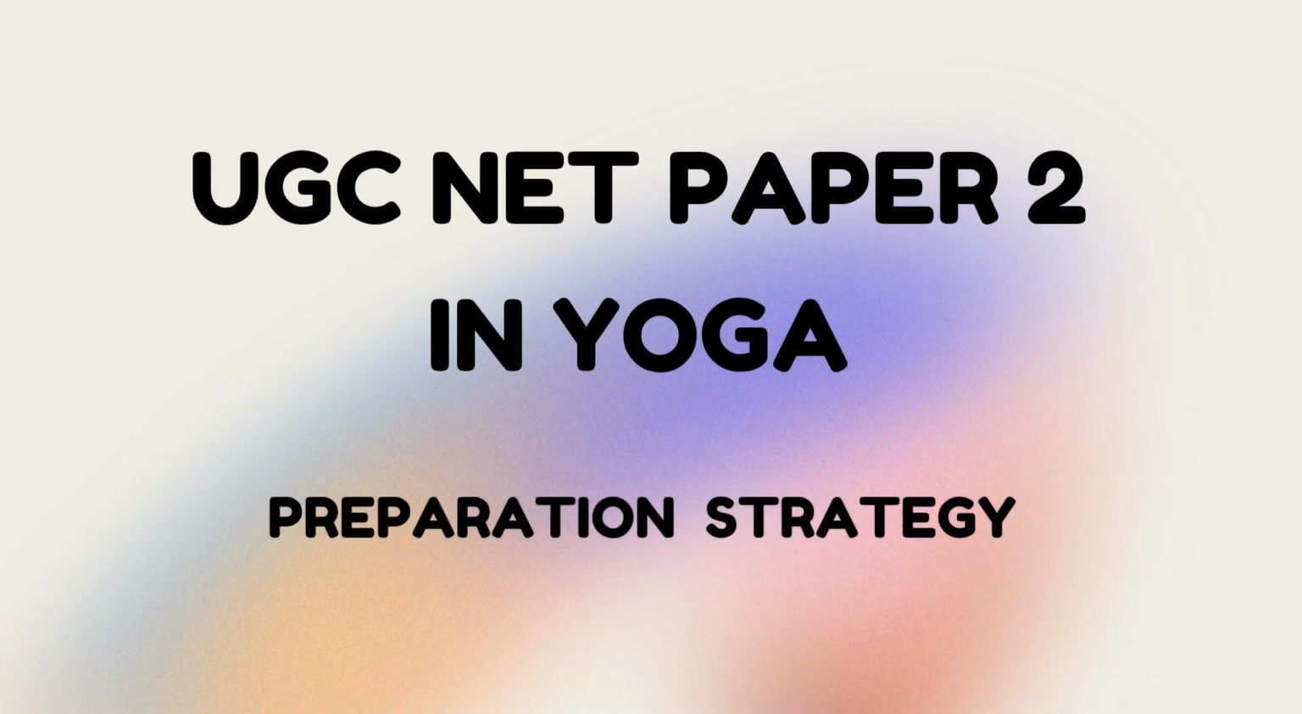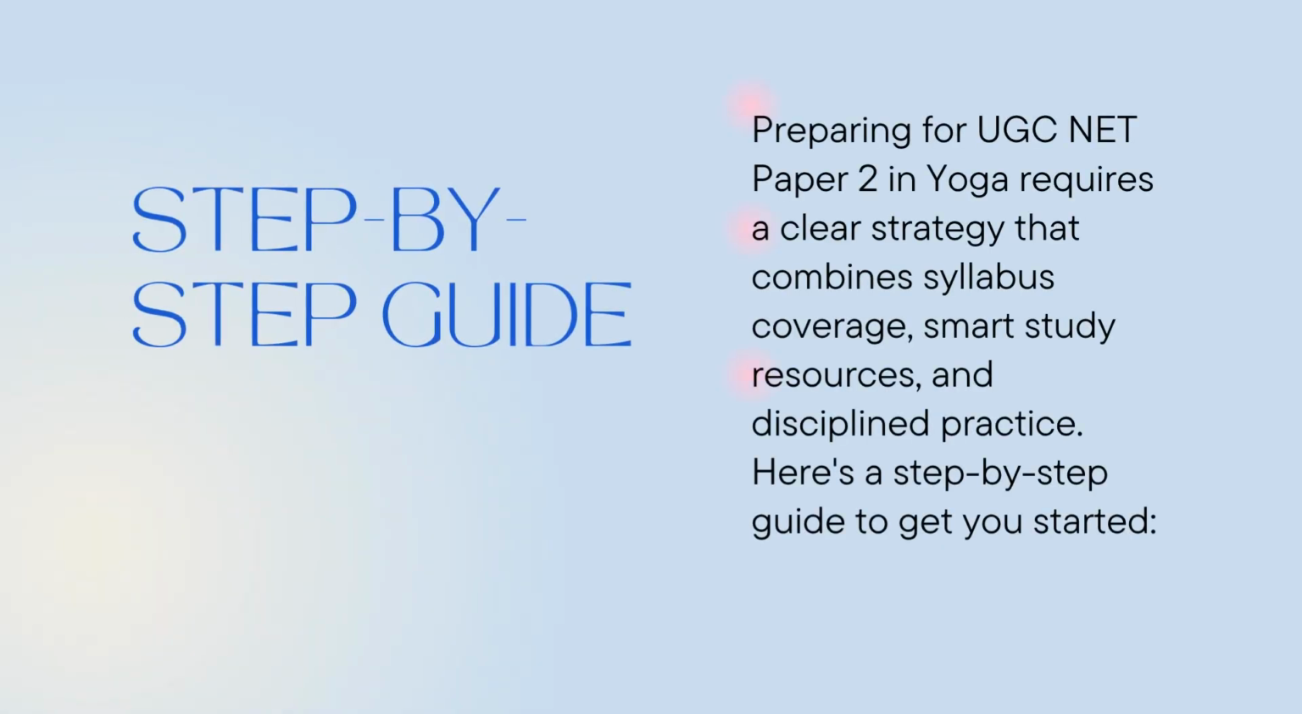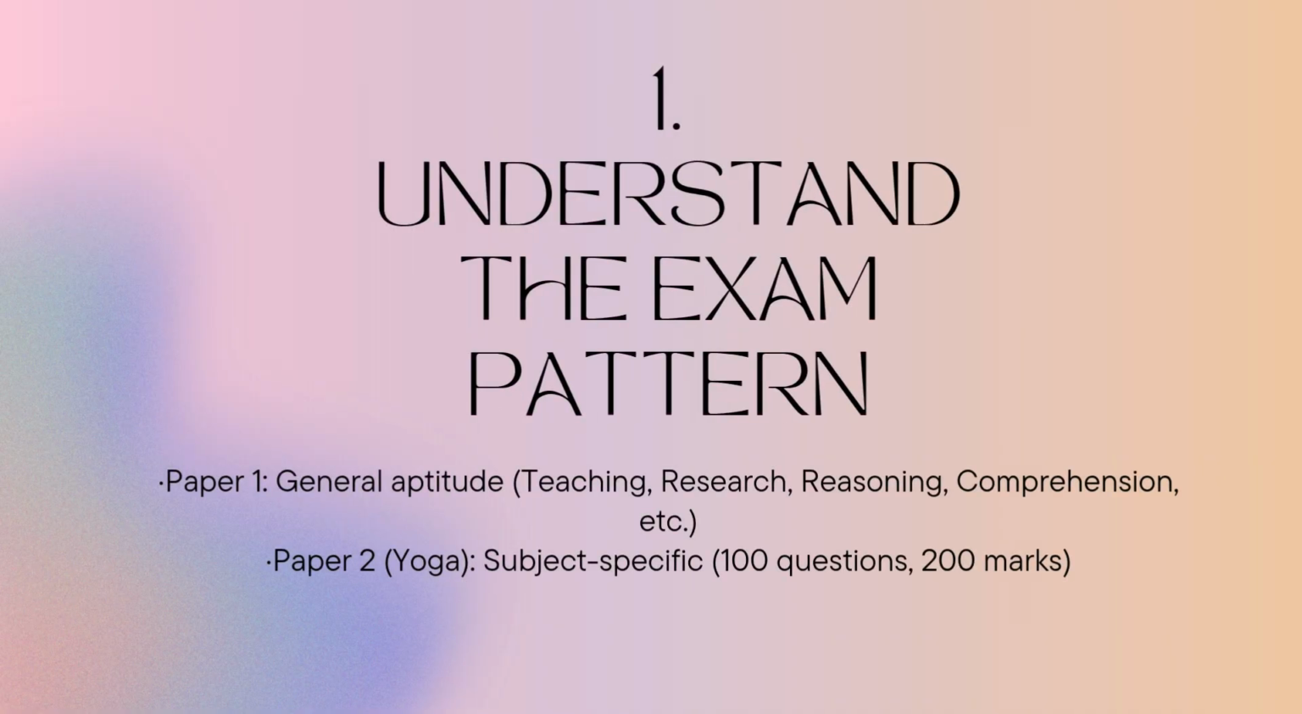UGC NET Paper 2 Yoga really requires a clear strategy that combines syllabus coverage, smart study resources, and very disciplined practice. Here is a step-by-step guide on how you should get started and how you should proceed. Firstly, you have to understand the exam pattern. UGC NET exam consists of two papers: Paper 1, which is for 100 marks, and Paper 2, which is for 200 marks. So our Yoga is for 200 marks, Paper 2.